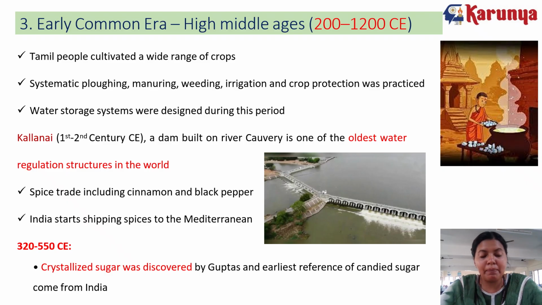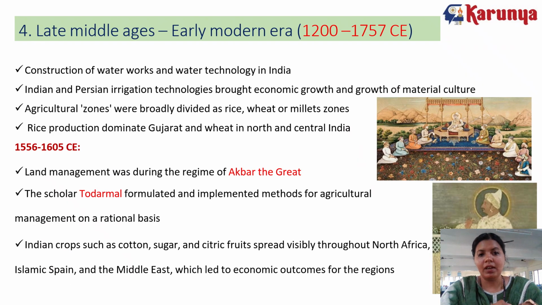One of the most important examples is Kallanai Dam, built across the Kaveri River during the Chola period, and it is one of the oldest water regulation systems in the world, still in use. India was also famous for the spice trade, including black pepper, cardamom, and cinnamon, which were exported to other countries. And during the Gupta period, crystallized sugar was discovered, and it is one of the earliest references to sugar in India.